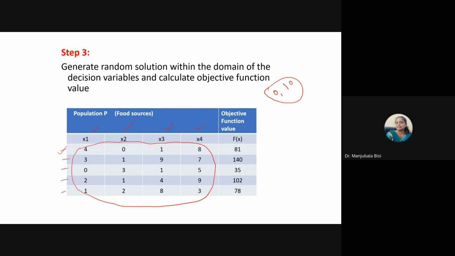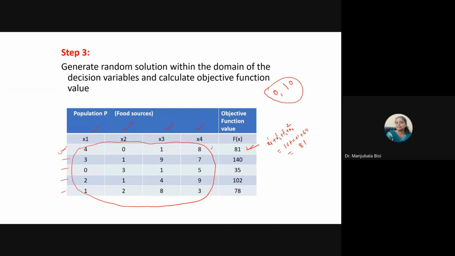Next, we determine the objective value associated with each solution. This is simply x1 square plus x2 square plus x3 square plus x4 square. So this will be 16 plus 0 plus 1 plus 64, so 17 plus 64, which is 81. Similarly, you can calculate the objective function value for the others.